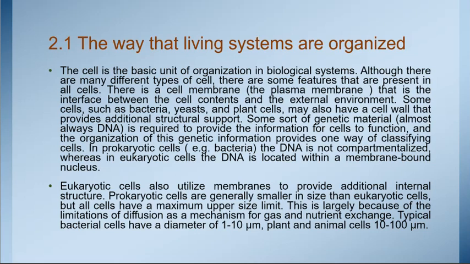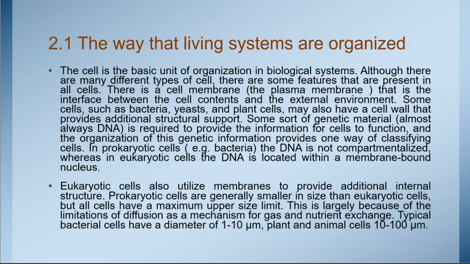So the cell is the basic unit of organization in biological systems. Although there are many different types of cell, there are some features that are present in all cells. There is a cell membrane, the plasma membrane, that is the interface between the cell contents and the external environment. Some cells, such as bacteria, yeasts, and plant cells, may also have a cell wall that provides additional structural support.